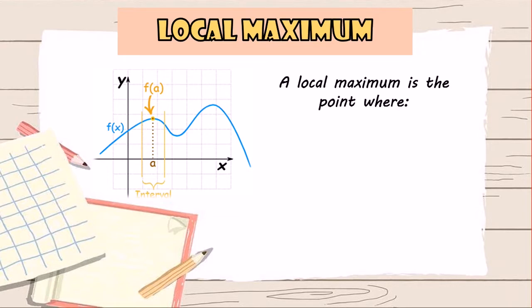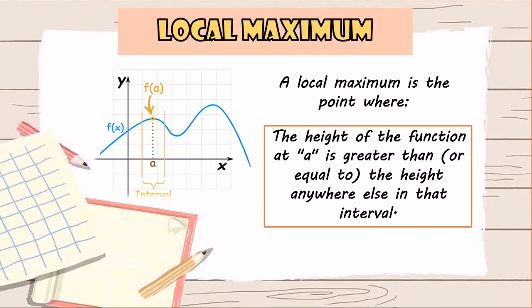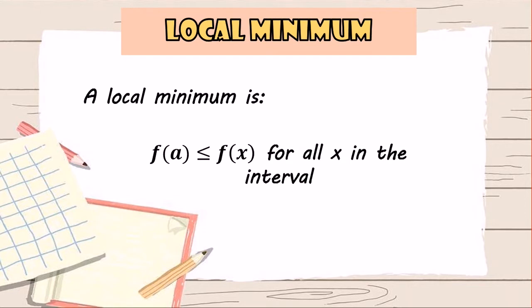Then, we can say that a local maximum is the point where the height of the function at a is greater than or equal to the height anywhere else in that interval. Or more briefly, f(a) is greater than or equal to f(x) for all x in the interval. In other words, there is no height greater than f(a). Likewise, a local minimum is a point where f(a) is less than or equal to f(x) for all x in the interval.